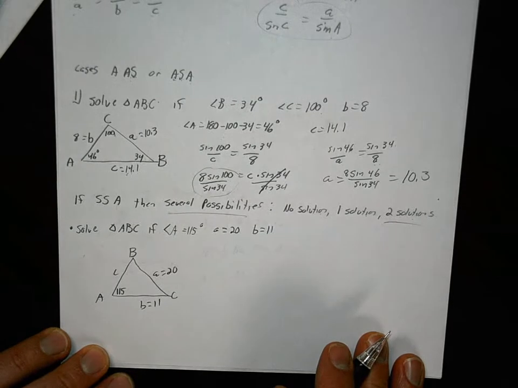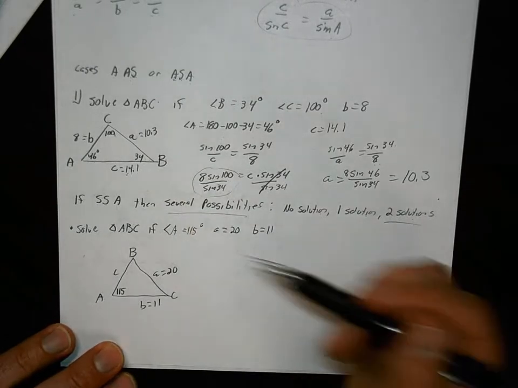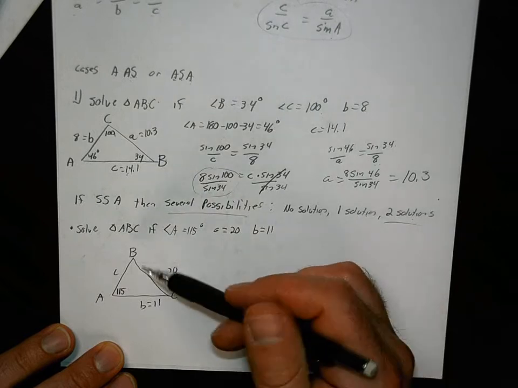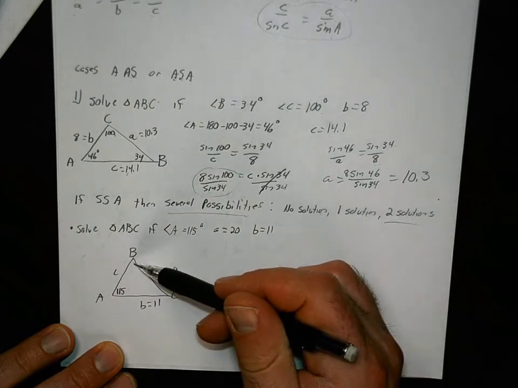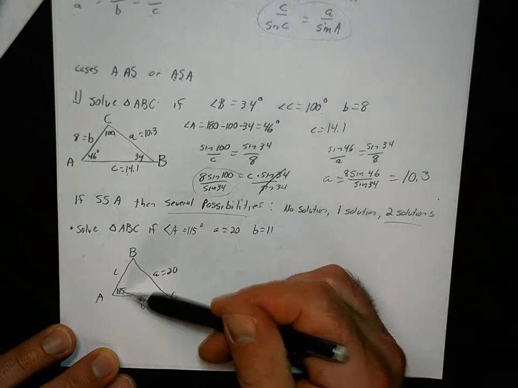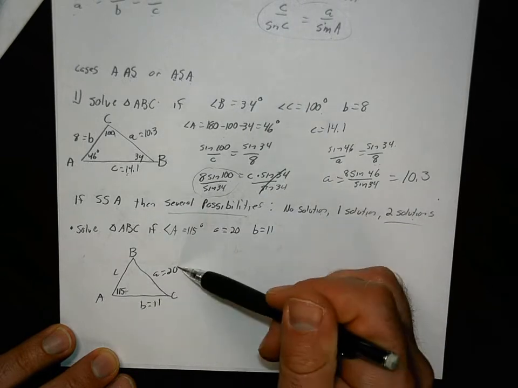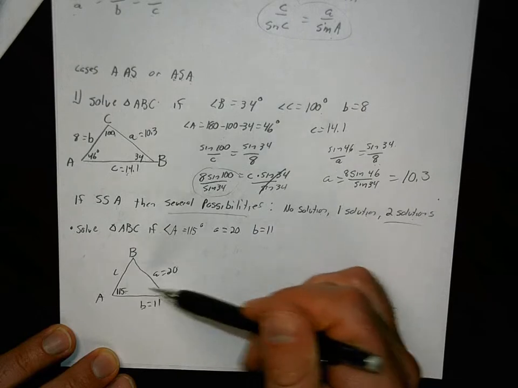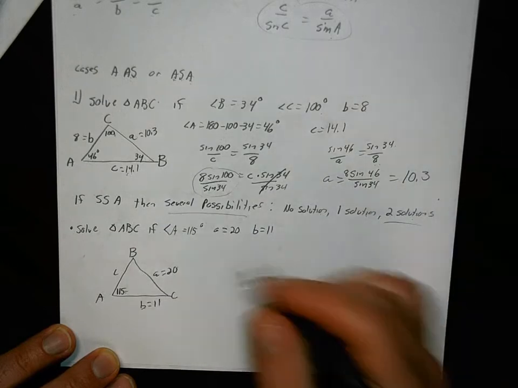So we're going to go through and use the law of sines to find the missing parts here, and we'll see what happens. Okay, so looking at this, one thing you can see is that this has to be the biggest side because it's the biggest angle that's across from it, and it looks okay so far.